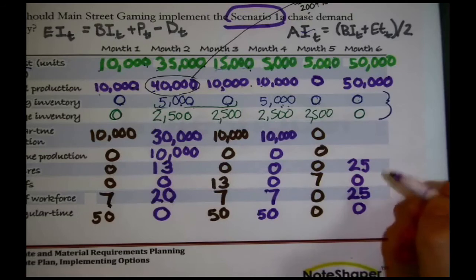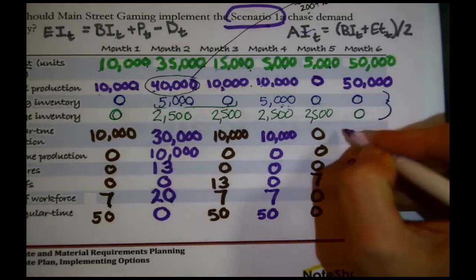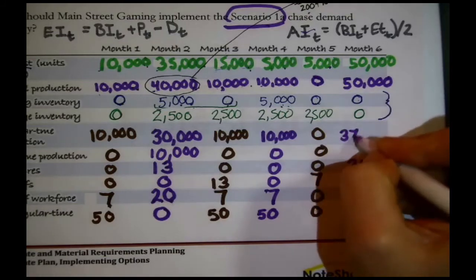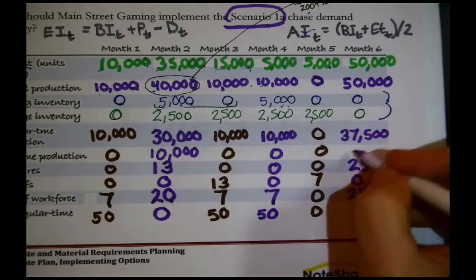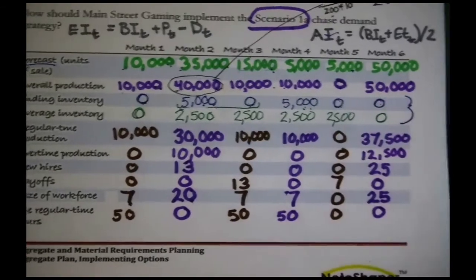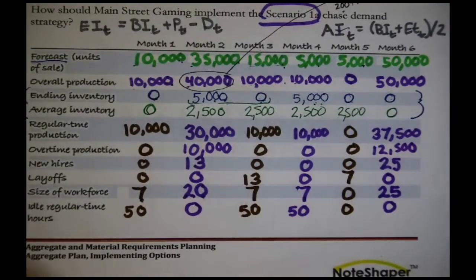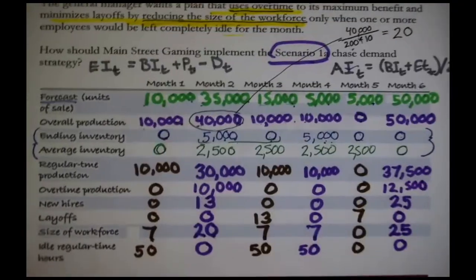You will work 25 people times 150 times 10. You will produce 37,500 units of sale in regular time that month, and then an additional 12,500 in overtime just to get up to the 50,000. At that point, I think we have our, yes, we do. We have our implementation scheme.